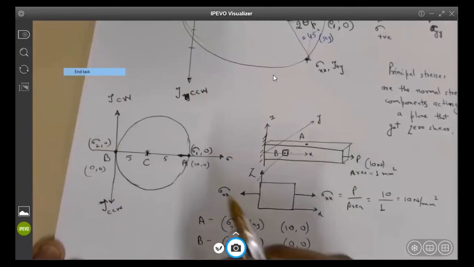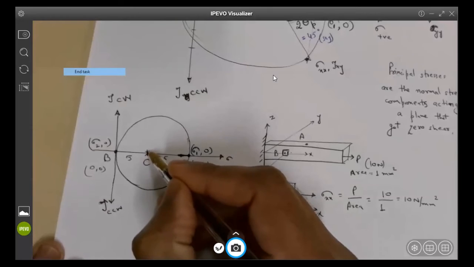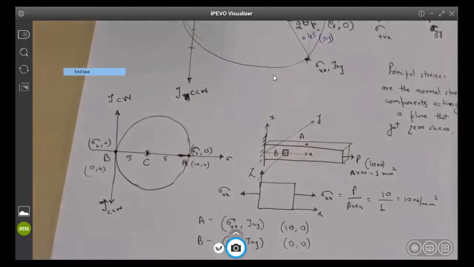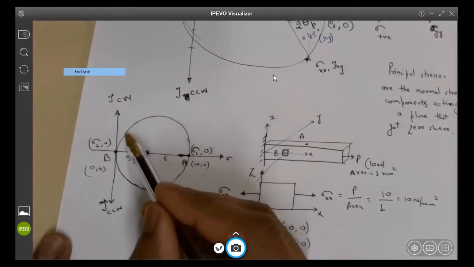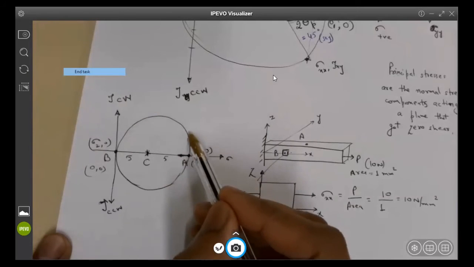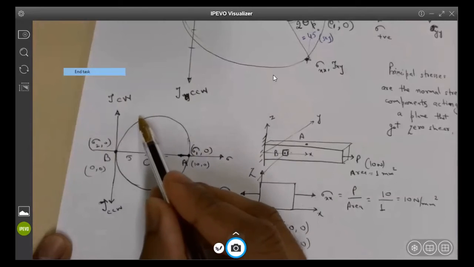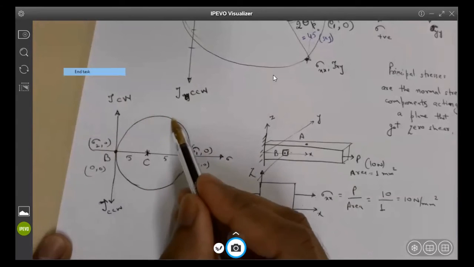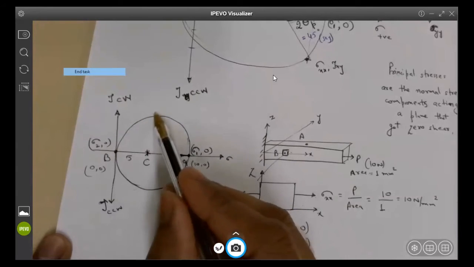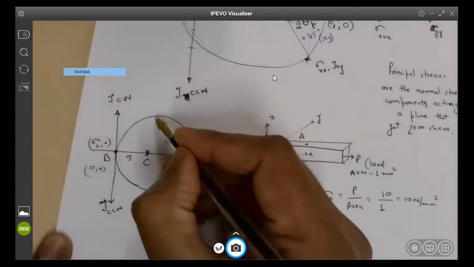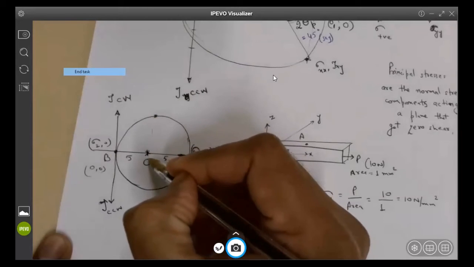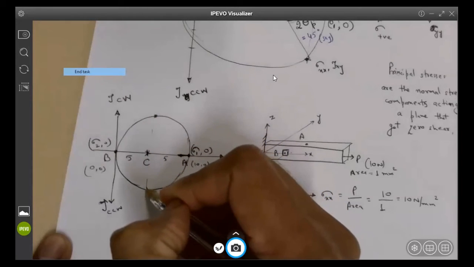Would that be 5.5? So actually, let me ask that in this circle, what will be the point at which the shear component is maximum? Which point has got the shear maximum? It would be the point right above the center of the Mohr circle. Here? And it could also be the point below it. So both of them basically have got the shear maximum.